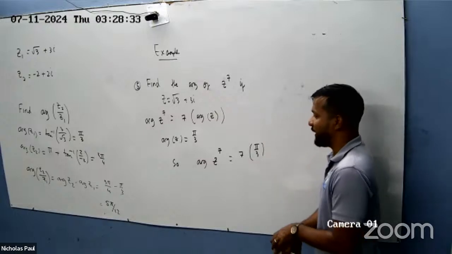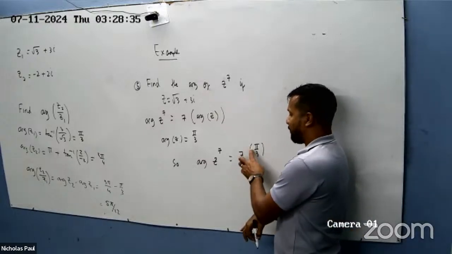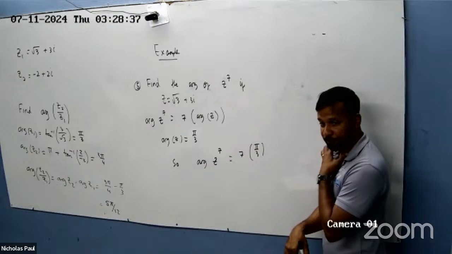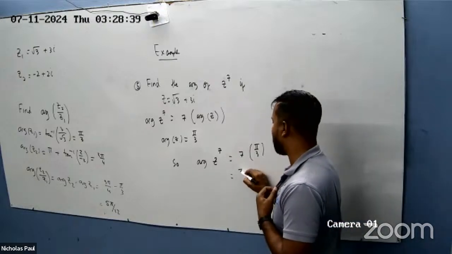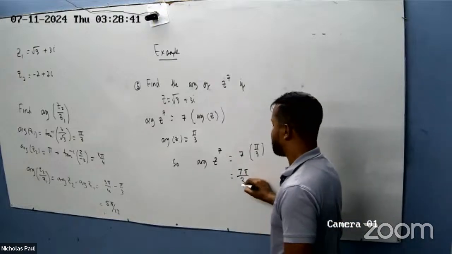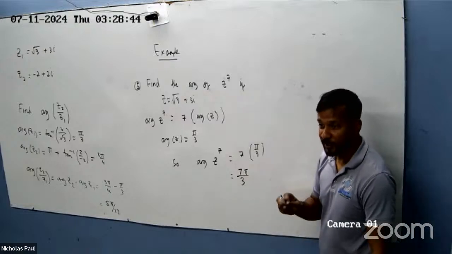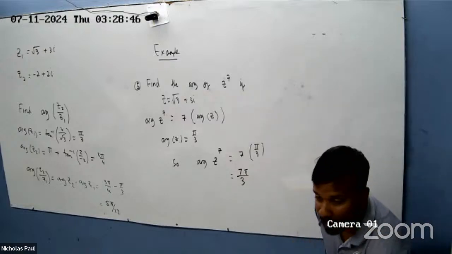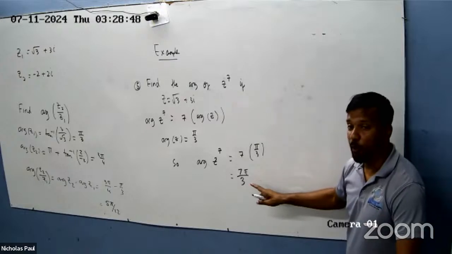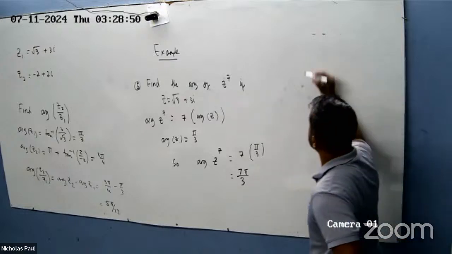Right? So watch this here. It will be 7 multiplied by 5 and 3. But we have a slight problem. 7 pi on 3 is outside of the range. So here's what you're going to do. You need to find the equivalent of 7 pi on 3, right?